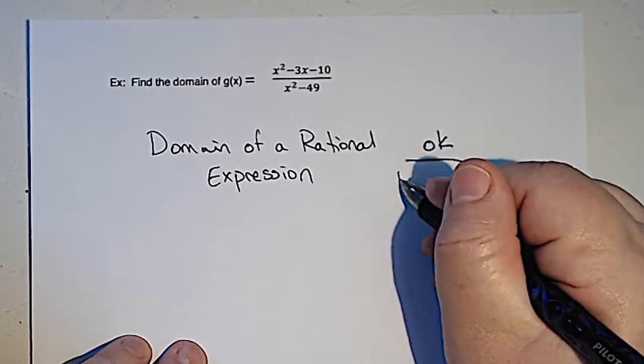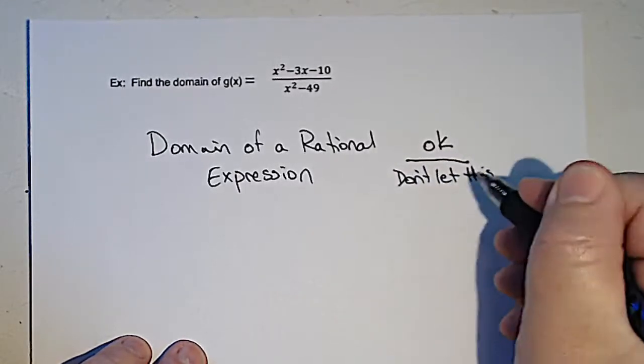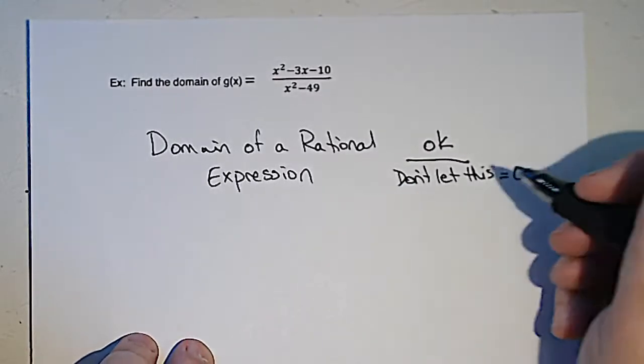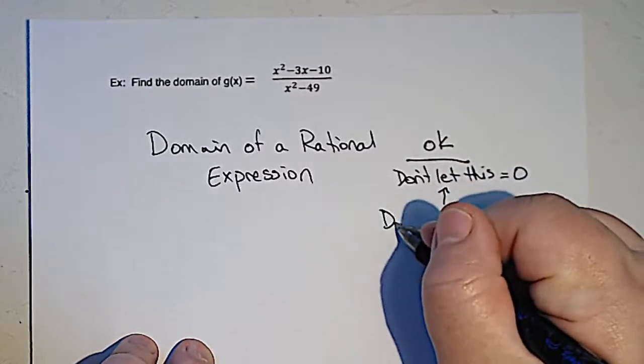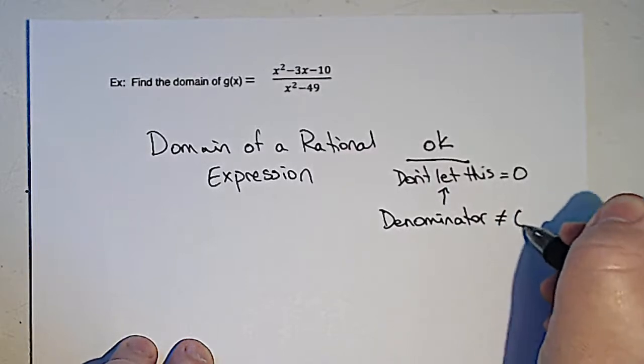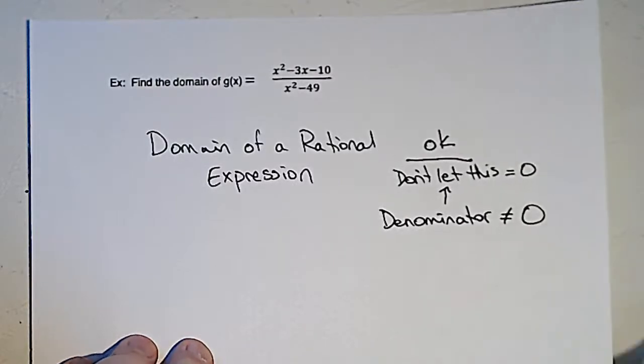This part right here, you need your denominator. So the denominator can't equal 0. And the best way to find out when something isn't equal to 0 is to find out when it is and just avoid those.